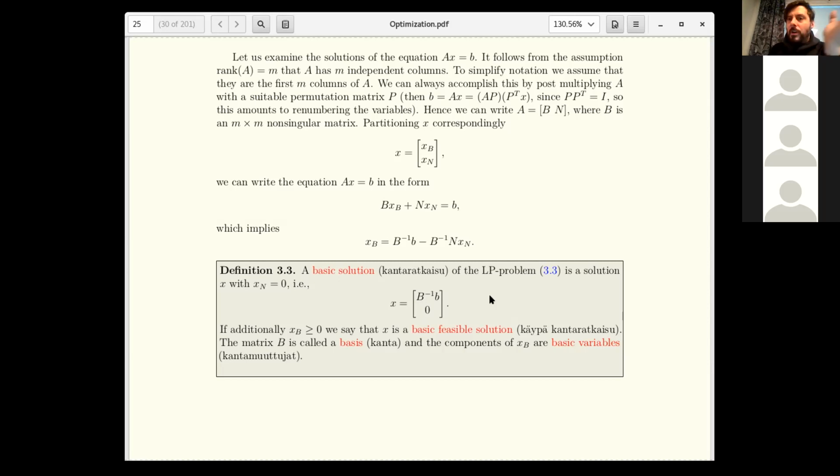A basic solution, the rest of the variables are assumed to be zero. Basic solutions, well, they may not be feasible in the sense that some of these variables may be negative. If in addition to this, it just so happens that the solution is non-negative, so that it also satisfies the constraint that all components must be greater than or equal to zero, then we say that this is a basic feasible solution.